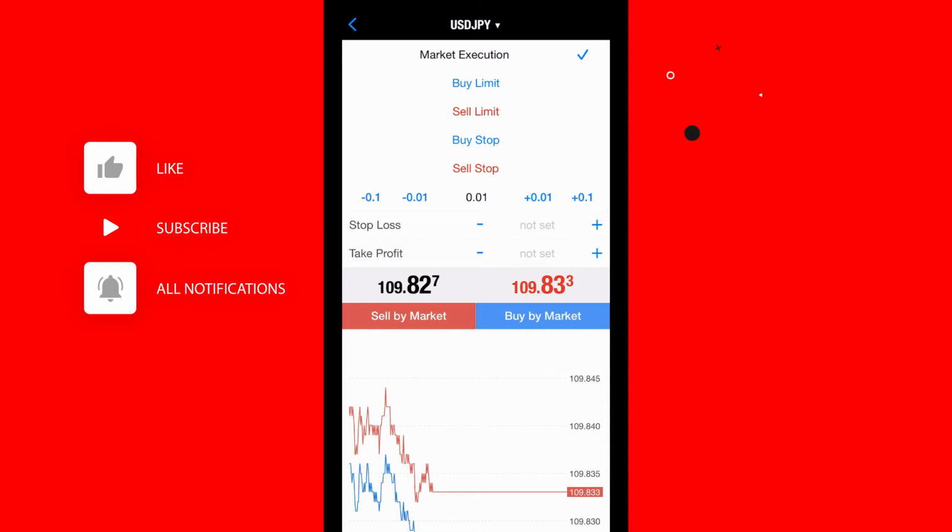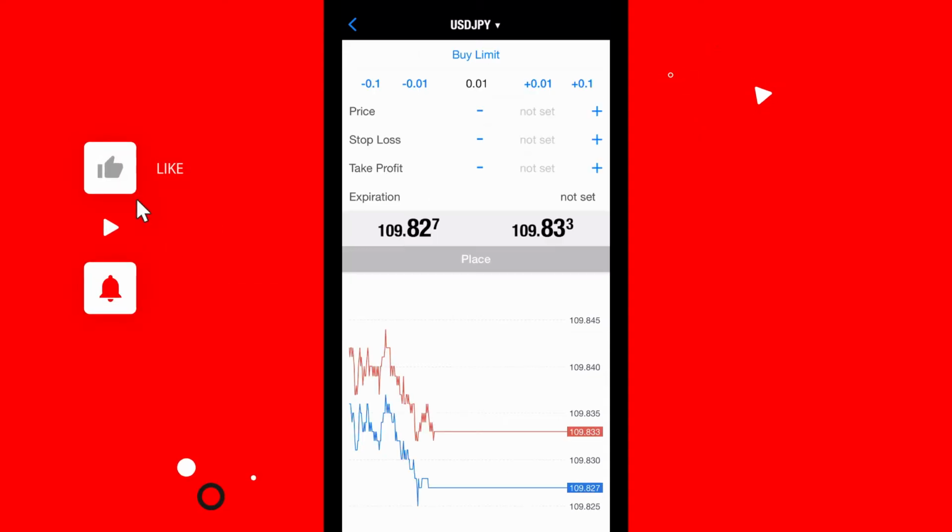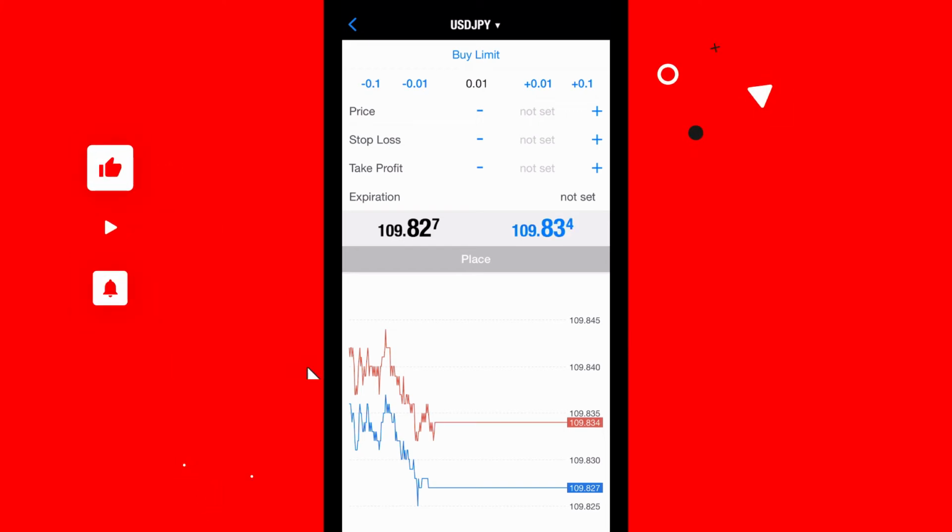So market execution means you're going into the trade right away. Okay, buy limit. Buy limit means that, hey, my trade is at this position. Let's just say it is at 109.000, and you expect the trade to come down below 109.